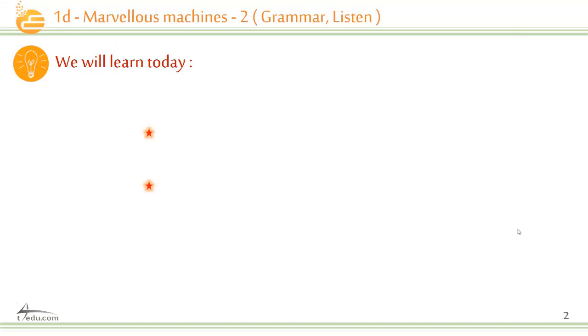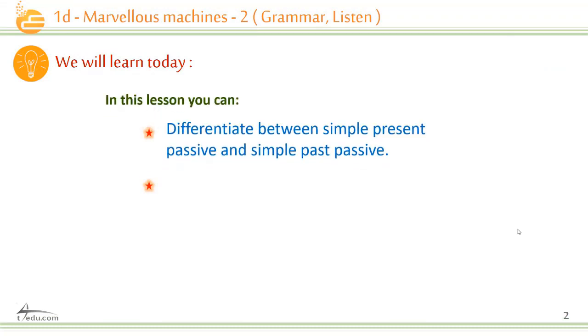Now, let's learn the objectives of this lesson. Today, we will learn how to differentiate between simple present passive and simple past passive. We are going to learn the differences and we are going to form each sentence alone and see how it is formed. Then we are going to have an audio. We are going to listen for specific information. After the audio, you are going to do the tasks.